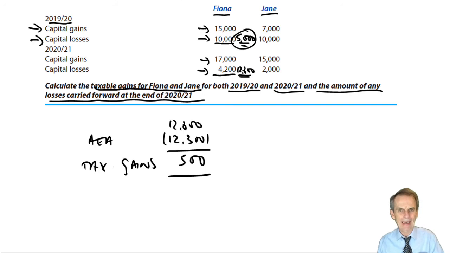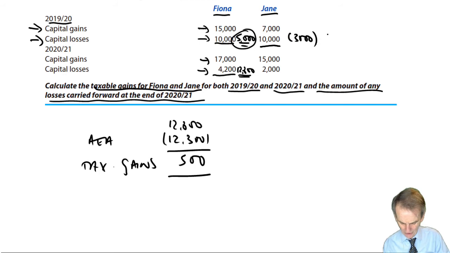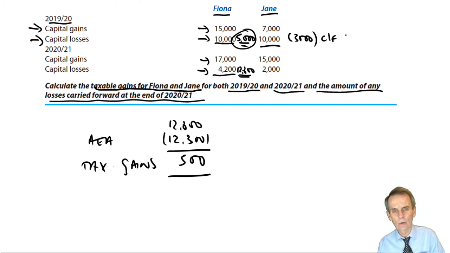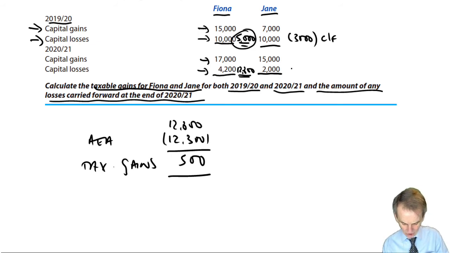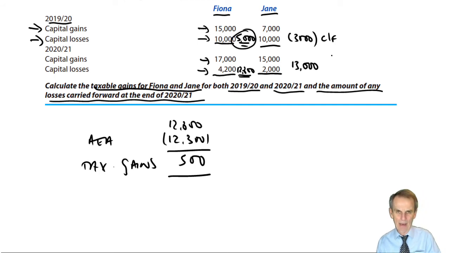Bit more interesting back in 1920 because she ends up with net losses of the year of 3,000. Now when you, as you must, net out the gains and losses of the year, any net loss would then be carried forward for use against future gains. In the next tax year for Jane, in 2021, we have those gains. We have £13,000 of net gains. Again, remember, you must net out the gains and losses of the year. But what comes next as a deduction?